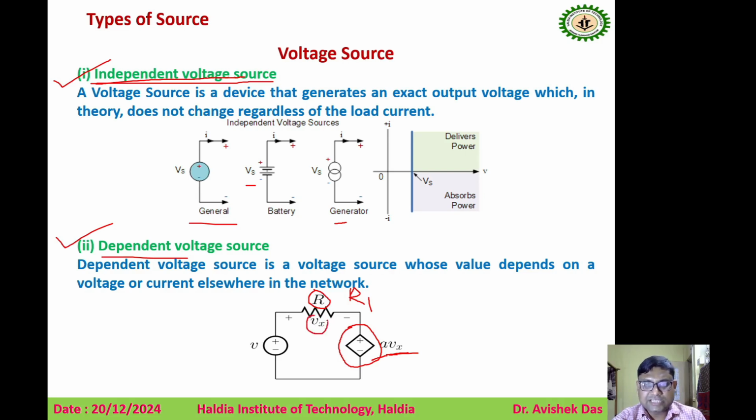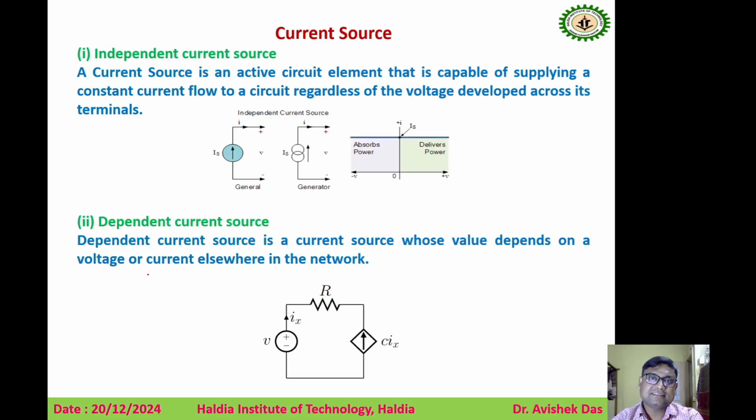So if this value changes, that means the voltage generated from this dependent voltage source also varies. So you can understand that with a dependent voltage source, the amount of voltage generated depends on the other circuit component. Here in this example it depends on this resistance value. If you alter this resistance value, the voltage generated in the dependent voltage source also changes. That is why it is called the dependent voltage source, right?